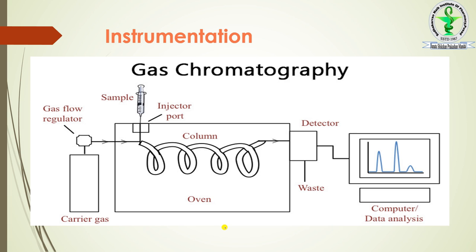Now move toward the instrumentation part. In this instrumentation, if you are able to see, here is a carrier gas chamber, similar to a tank in our home where we store the gas. Suppose this is like the tank inside your home, and inside it we have stored the carrier gas. We have put up the whole carrier gas in it.